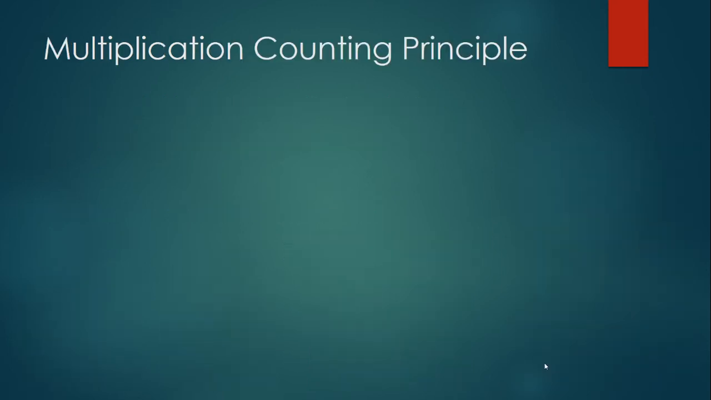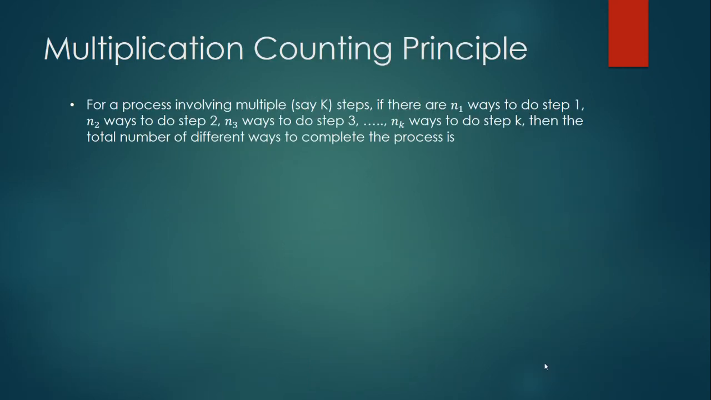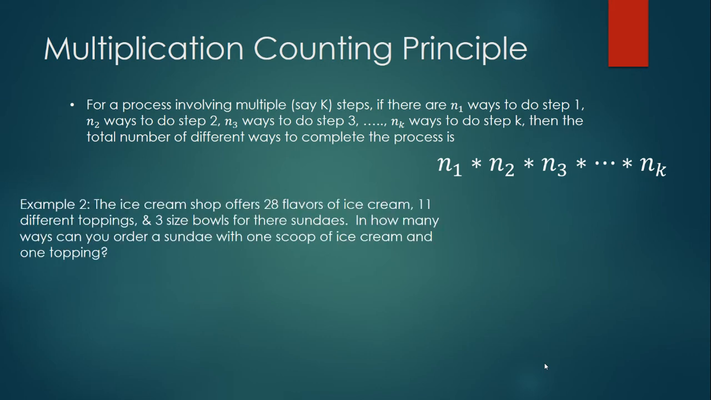Okay, the multiplication counting principle. For a process involving multiple, let's say k, steps, there are n sub 1 ways to do step 1, n sub 2 ways to do step 2, n sub 3 ways to do step 3, so on and so forth, n sub k ways to do step k. Then the total number of different ways to complete the process is n1 times n2 times n3 times ... all the way to nk.